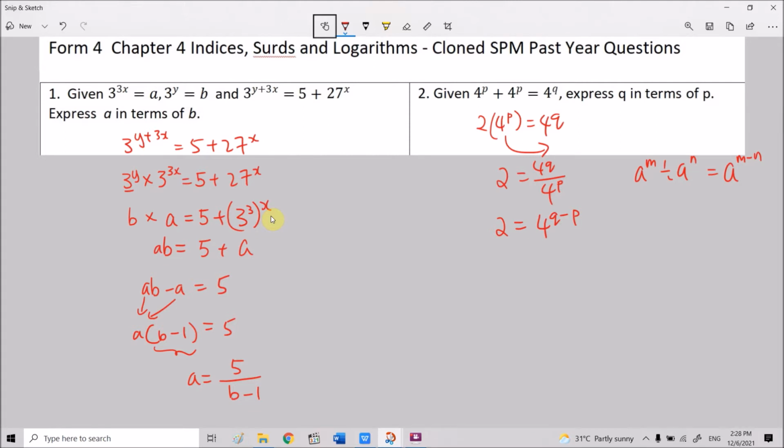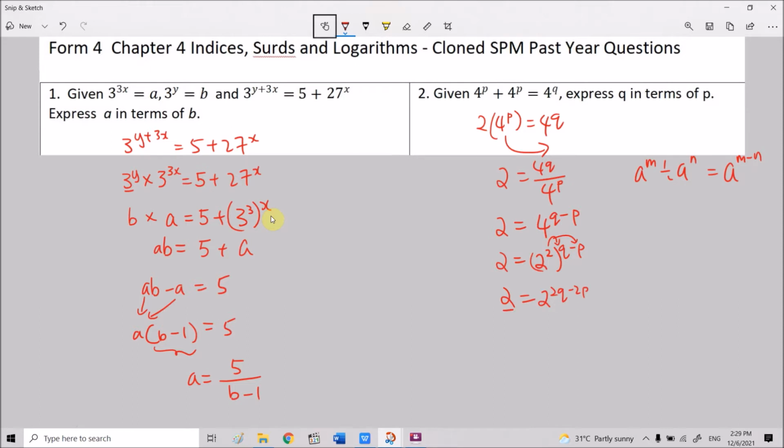But then since we want to express q in terms of p, we need to form an equation with q and p. Okay, since the base is different here, we can change the base 4 to base 2 by letting 4 equal 2 to the power of 2. Now 2 to the power of 2 is 4, right? So I multiply this to both the q and p, I get 2 to the power of 2q minus 2p.